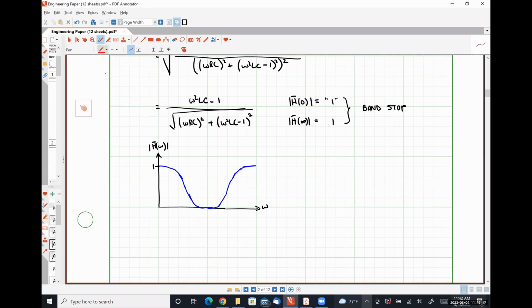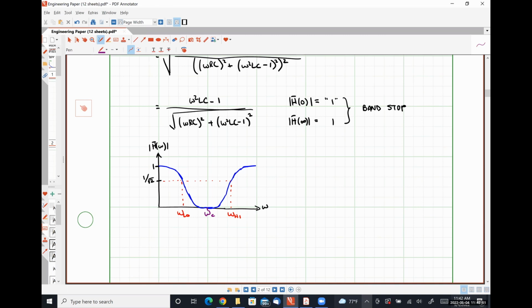Something like this, or if this corresponds to 1 over root 2. Here is where omega low occurs. Here's omega high. And then directly at the center, we have omega C.